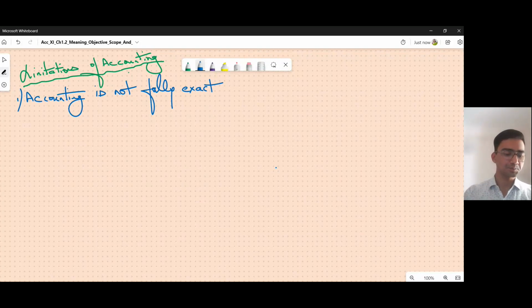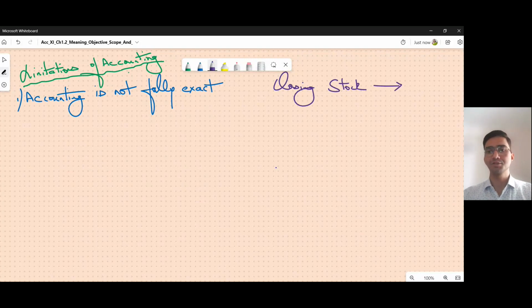Now, what does this mean? I'll give you an example. Over here, we have something which is called closing stock. In accounting, we have one item or one term which is called closing stock. What does closing stock mean? Closing stock means the value of your stock which is left unused. Stock means the goods. So all the goods that are left unused at the end of the year.